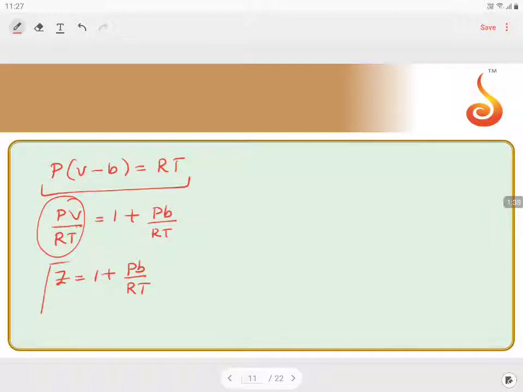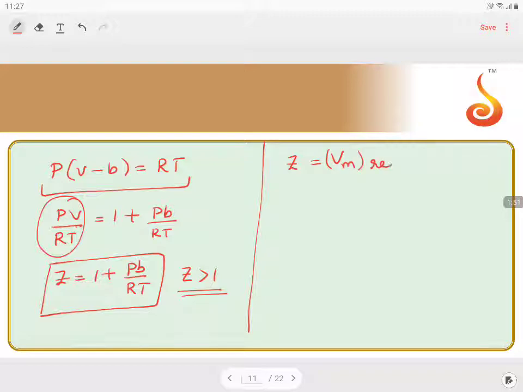this is the equation which indicates Z value is greater than 1. Z value is greater than 1. We know Z is equal to molar volume of real gas by molar volume of ideal gas. This clearly indicates if this is greater than 1, that means molar volume of real gas is greater than the molar volume of ideal gas.